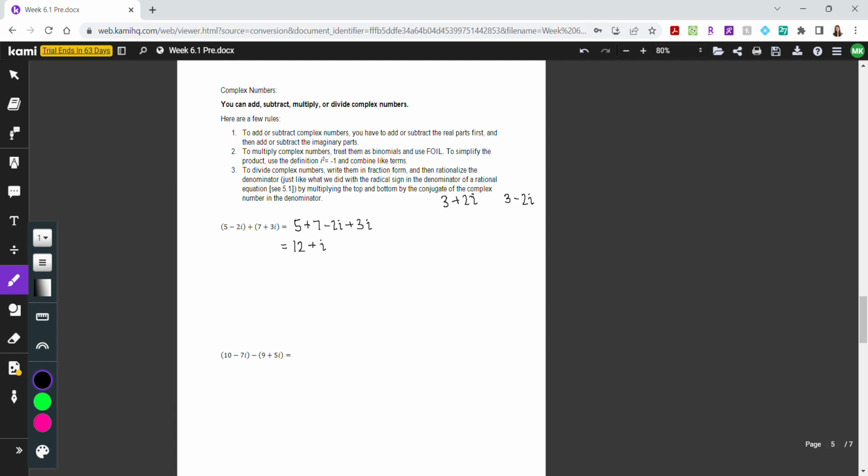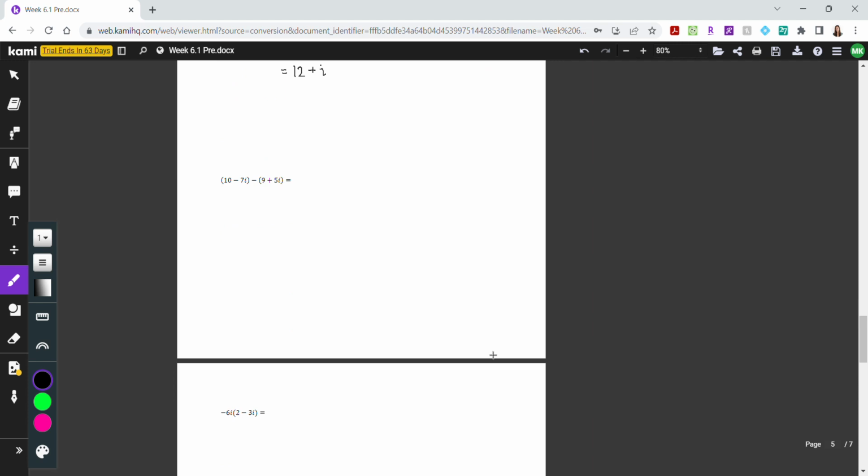Now, let's do the bottom one where we have to subtract. Remember, be cautious of the minus sign, okay? So we have 10 minus 7i minus, 9 plus 5i. So I'm going to open my parentheses first, and as I open it, I'm going to group the like terms together. So we have 10 minus 9, minus 7i minus 5i. Okay, now we group the like terms together. We have 10 minus 9, which gives us 1. Negative 7i minus 5i is going to give us negative 12i. All right, and then that will be the final answer.